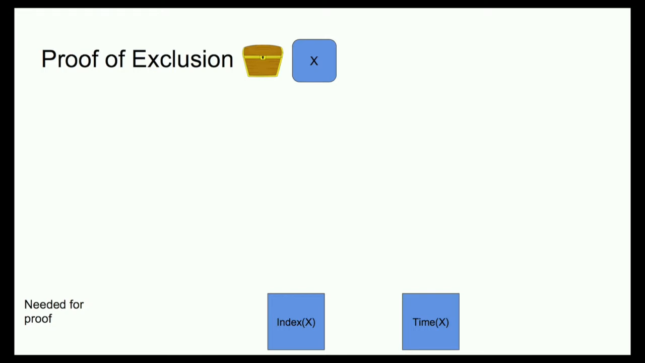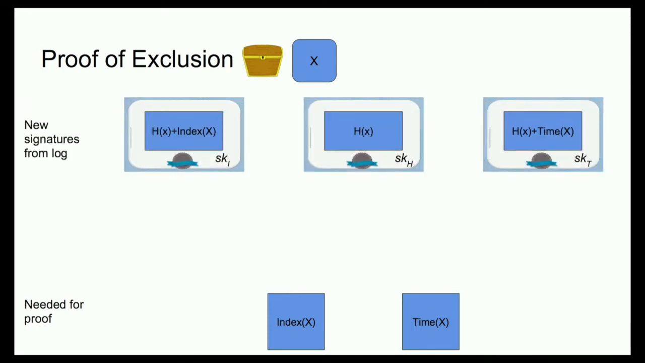So the way that we do this is we want to show that we have an index and a timestamp that correspond to the same log entry. And what we're going to use as an additional tool is 3 signatures from the log. So every log entry is going to have next to it three signatures. One of them is going to be on the hash of that log entry. One is going to be on the hash with the timestamp added to it, and one on the hash with the index added to it.